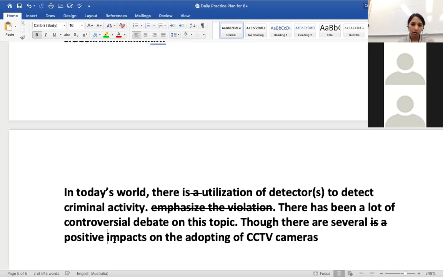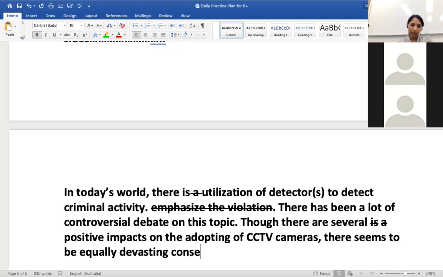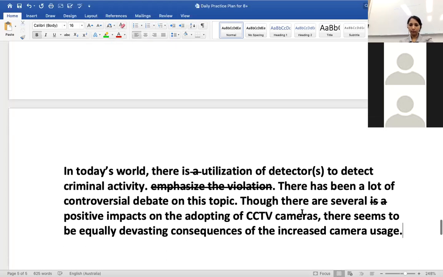impacts on the adopting of CCTV cameras, there seems to be equally devastating. So this is for negative, okay? Devastating consequences of the camera usage, or consequences of the increased camera usage. Clear? Okay, so you can use this as well. So there seems to be equally devastating consequences.